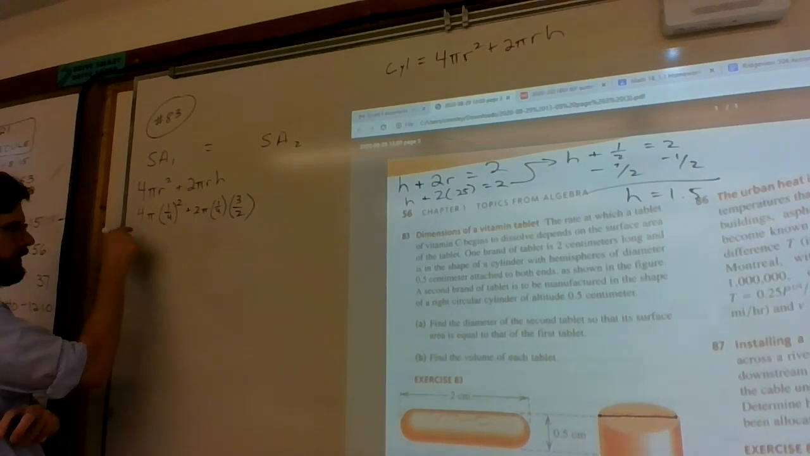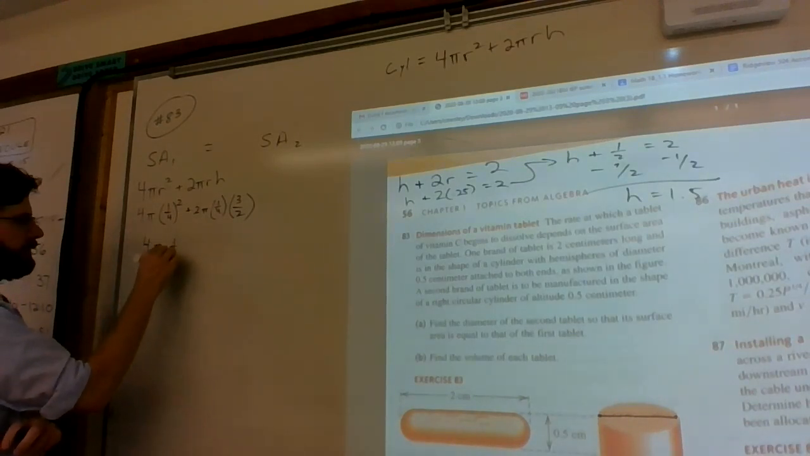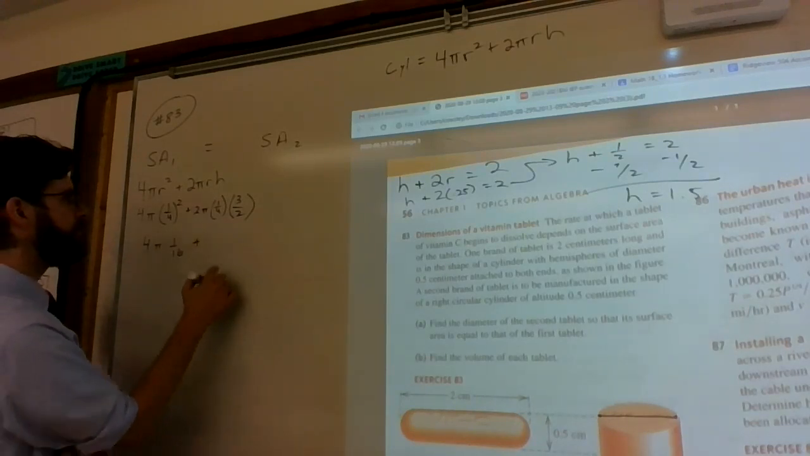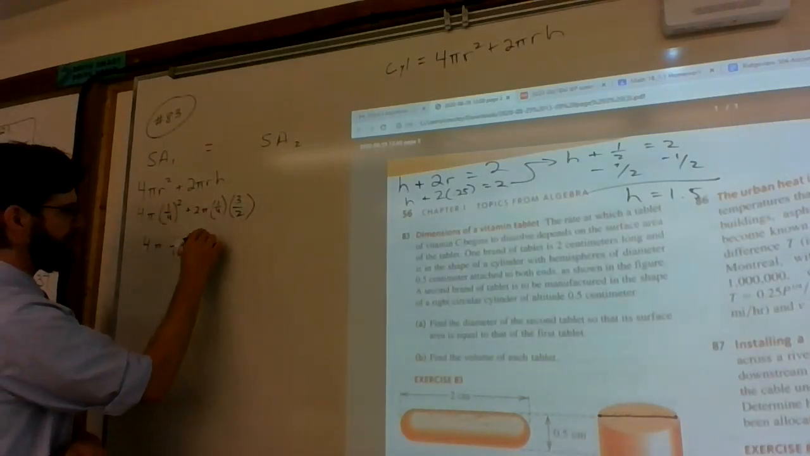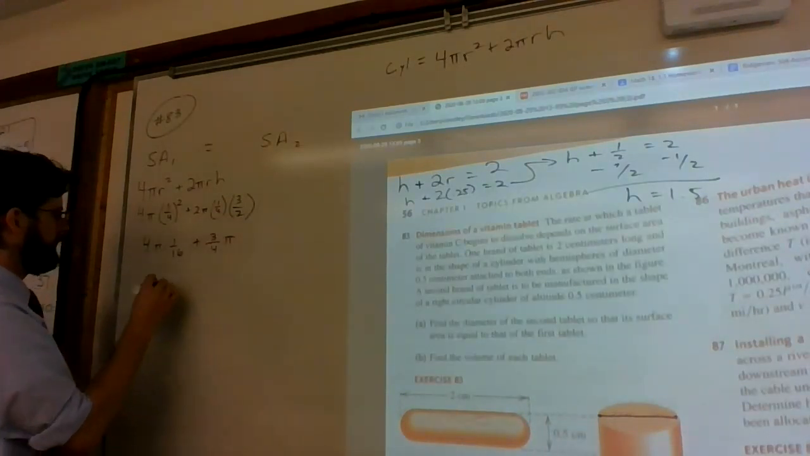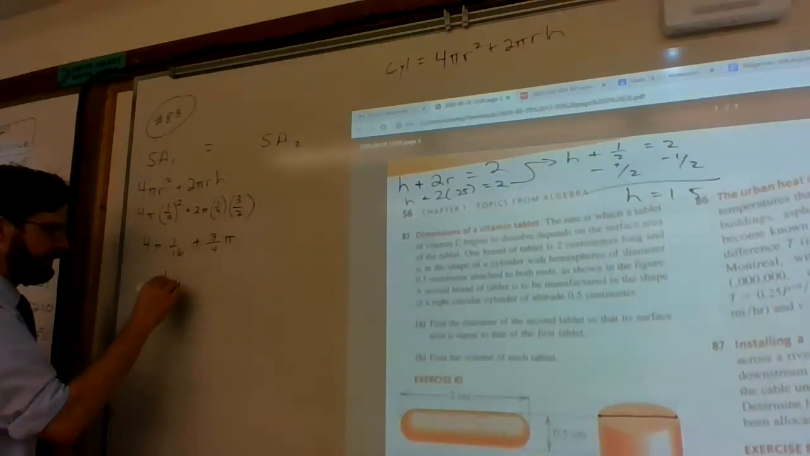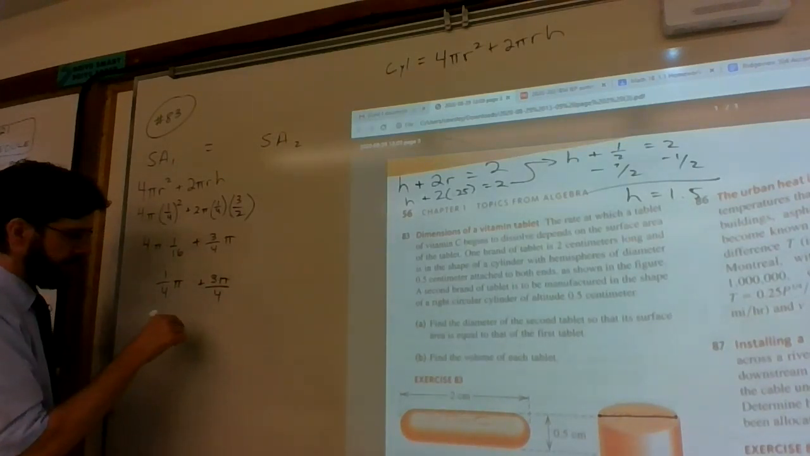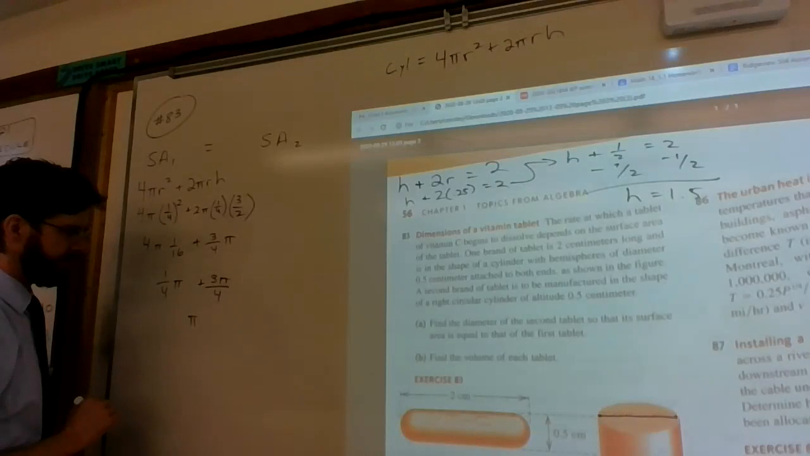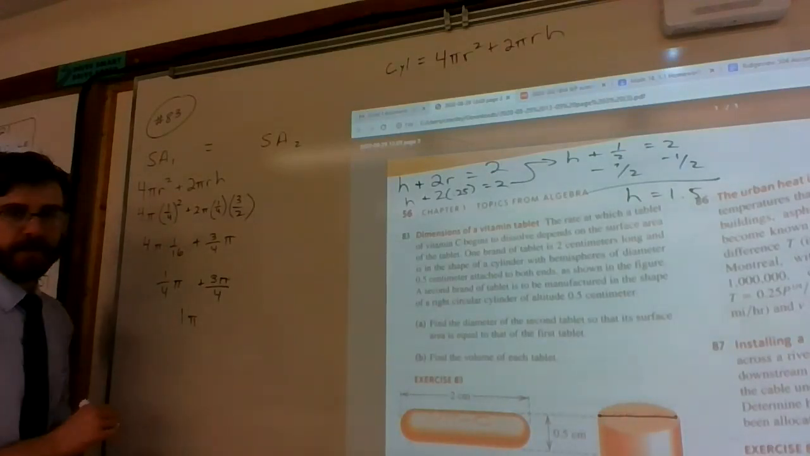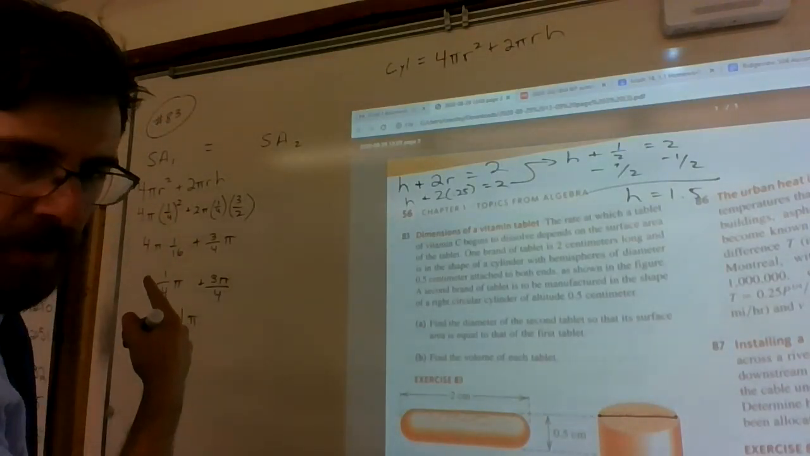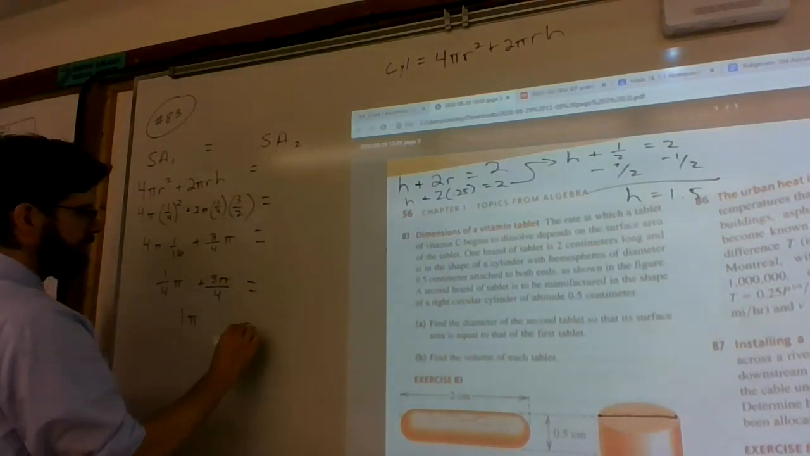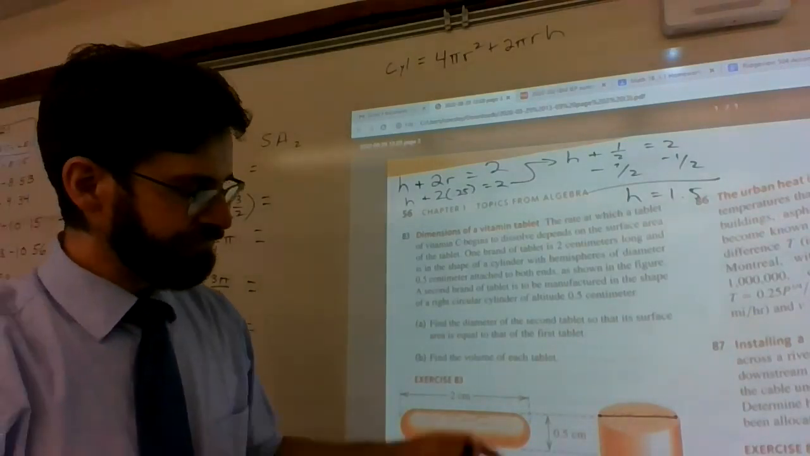1/16 times 4 and 6 over 8, so it's 3/4. So it's 1/4 pi plus 3/4 pi. 4/4 pi. It's pi. All right. The surface area of the left one is 1 pi. Now, what's the surface area of the other one?